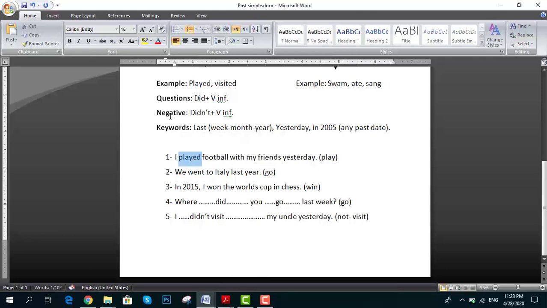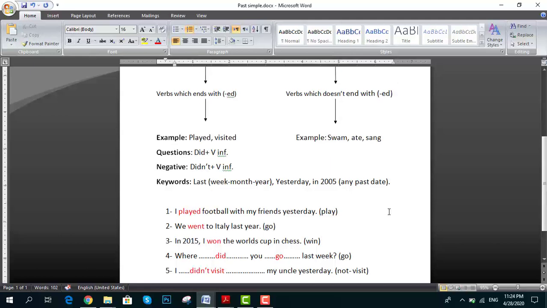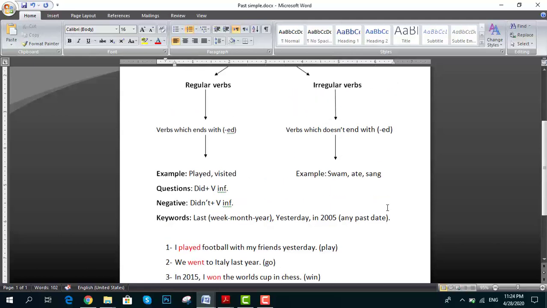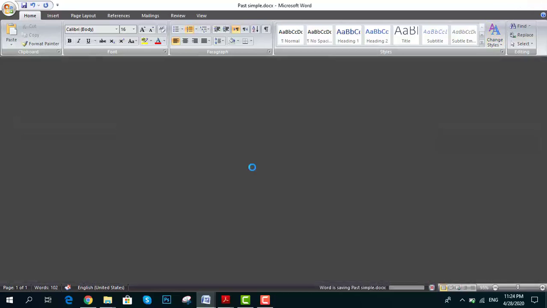So we have the verb played, we have the verb went, we have the verb won, we have the verb go, and plus, of course, did, and we have didn't visit. Okay, so this is basically about past simple, and also I'm going to send you this worksheet.